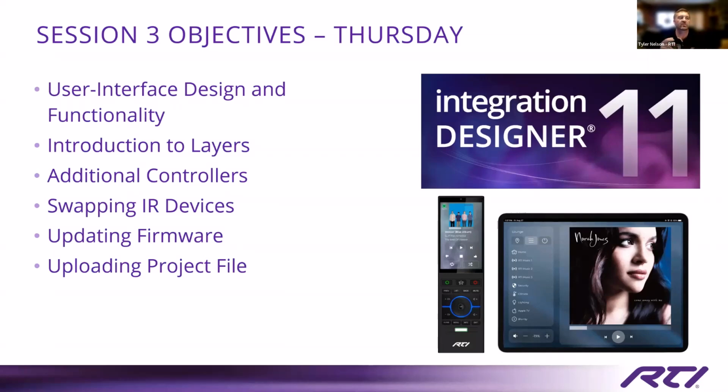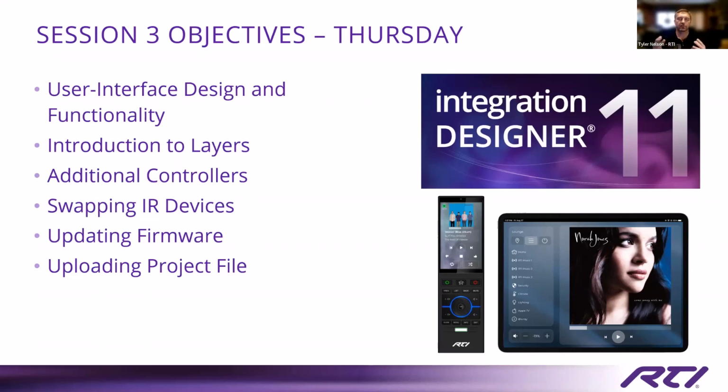And that incorporates things like layers and what happens when we need to add additional controllers. Are there any additional things that we need to do on the user interface side of things, and some different ways to start to play with the customization side of Integration Designer and RTI, and how to really take hold of that and use it to your benefit to upsell yourself as a true custom installer.